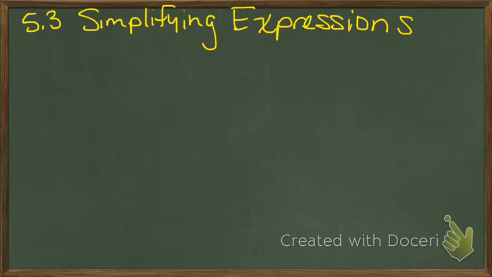This is lesson 5.3, Simplifying Expressions. Let's review a couple of topics that we've already had. In lesson 5.2, the last lesson, you learned how to distribute, which meant whenever you saw parentheses in an expression, you multiplied the term directly on the outside to each term on the inside.